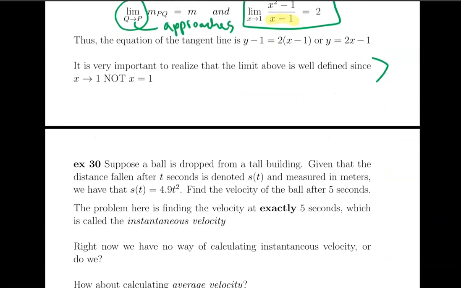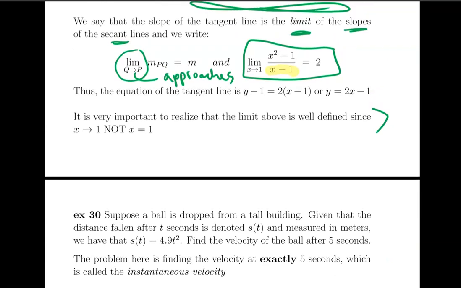Let's look at a different problem, seemingly, but it's really the same thing. Suppose we drop a ball off of a building and the distance it falls after t seconds, denoted s of t, which is pretty standard notation for physics, measured in meters, is 4.9 t squared. So after 1 second, if you put 1 in here, it'd be 4.9 times 1 squared, or 4.9 meters. After 2 seconds, it would be 4.9 times 2 squared, etc.